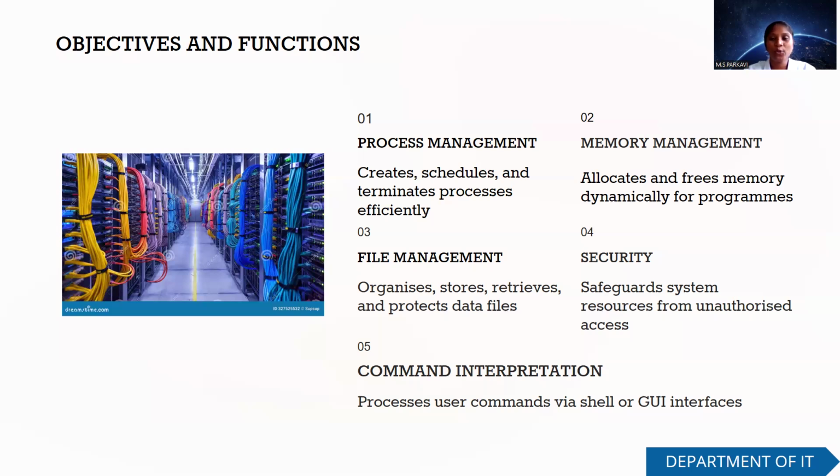And security. Fourth one is security. Security is used to provide safeguards for data. It acts as a safeguard for an operating system from unauthorized access. And finally, the command interpretation. Command interpretation is a process for handling user commands via shell or GUI interface.